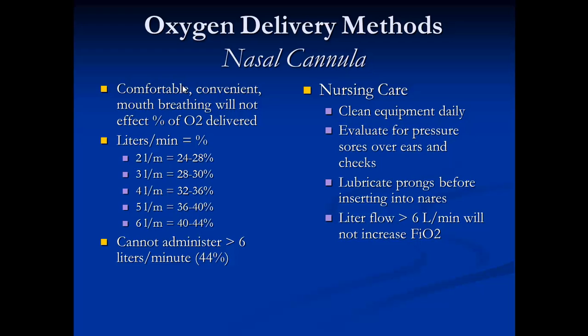Remember that after you pass 6 liters, which normally in hospitals they go up to 5, which is 40% to 50%, you should be requiring a higher degree of oxygen delivery. So you either jump into a Venti mask or partial rebreather, which is 80 to 90%, or non-rebreather, which is 100%.